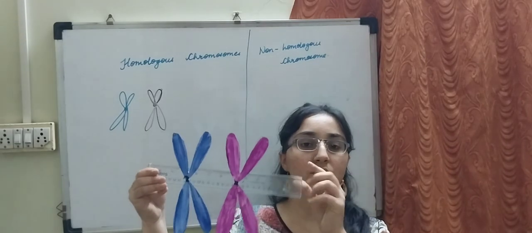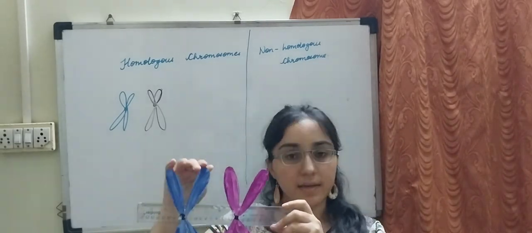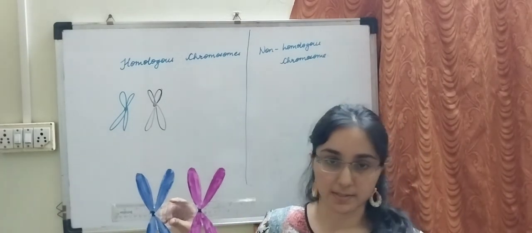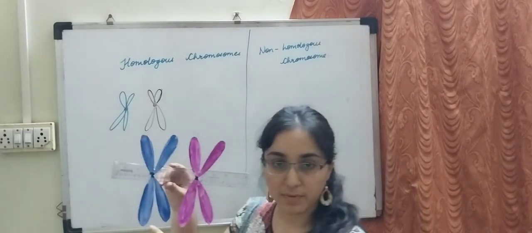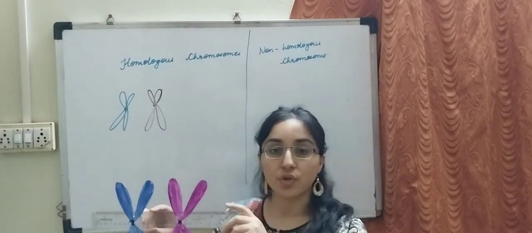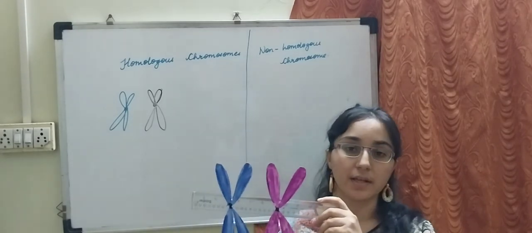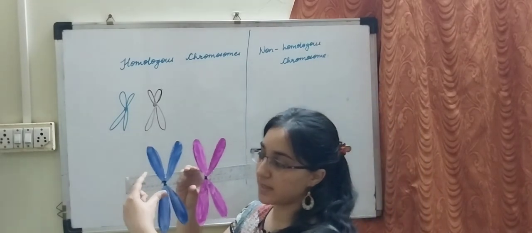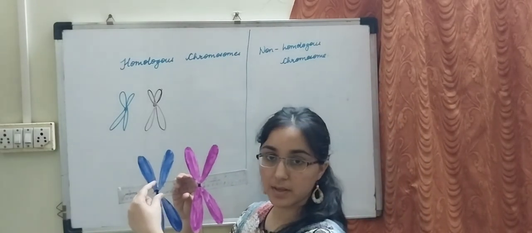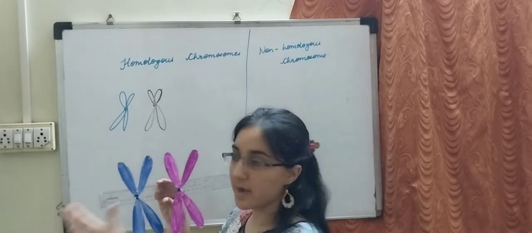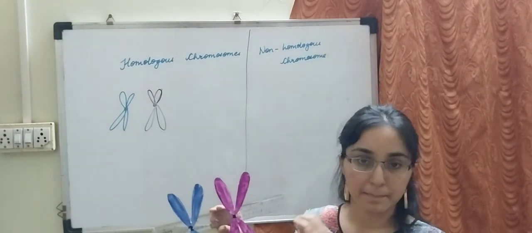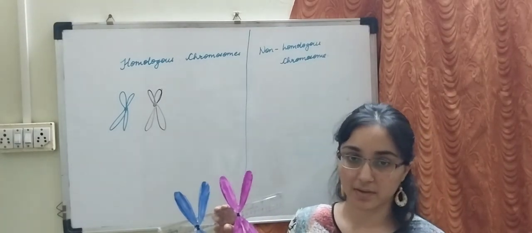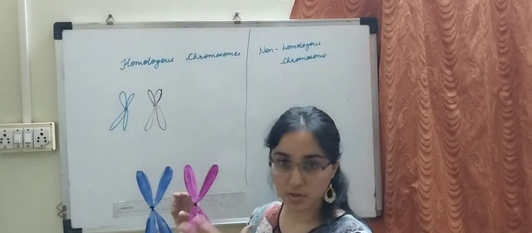To make it very clear, let us take two chromosomes. Blue color is from the father's side and pink color is from the mother's side. Meiosis occurs in the germ cells. So during meiosis, one chromosome is from the paternal side and one chromosome is from the maternal side. This is the process where the zygote forms, and we will speak about zygote formation later. So homologous chromosomes are there.